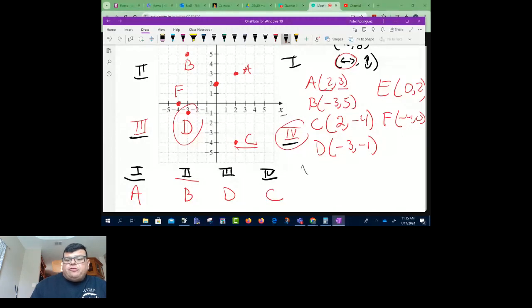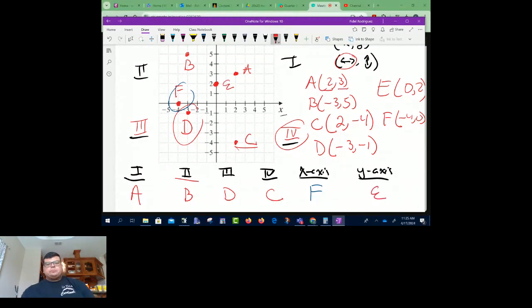Now, y'all, we also have the x-axis and the y-axis. Okay. So the x-axis, y'all, I got point F. And then the y-axis was right here. Sorry, I didn't label it. Point E. Okay, let me scroll down a little bit more.